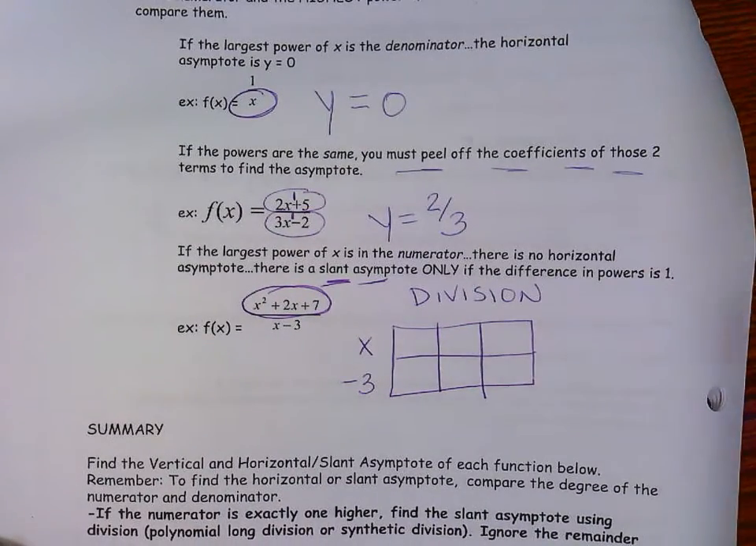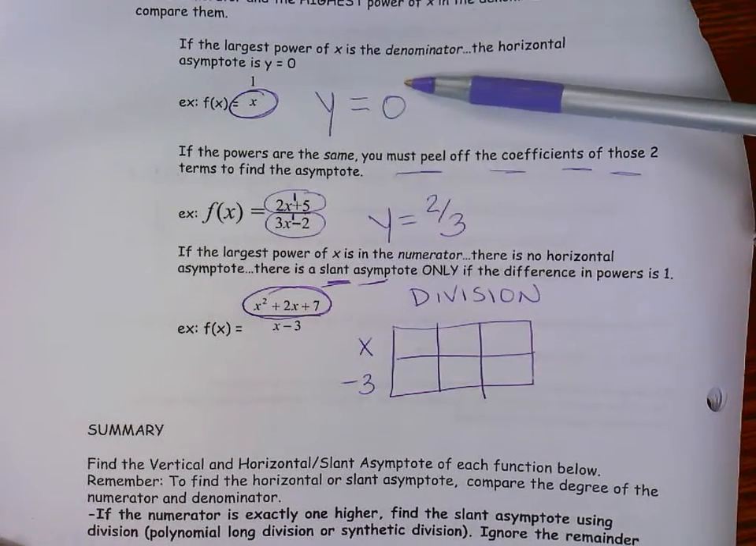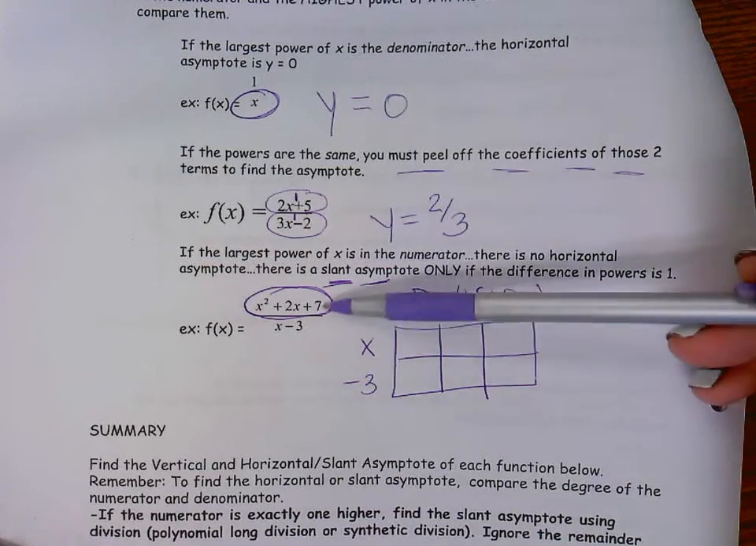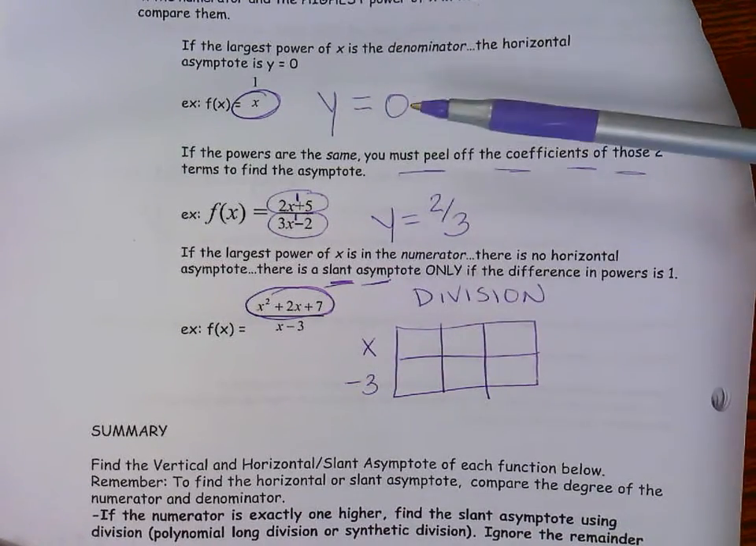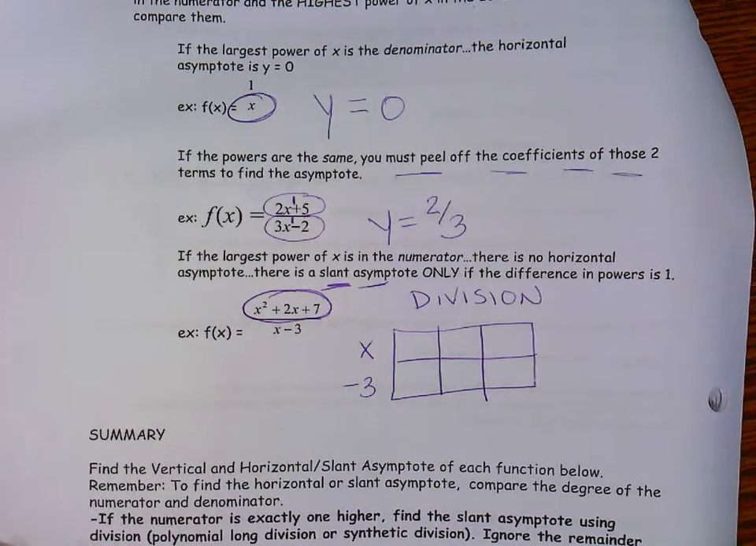So 3 things can happen. The denominator blows up, so it's y equals 0. They tie, and you strip the coefficient. Or the numerator wins and you do division. So every single rational function will have one of these three outcomes to determine your fourth and final step. All right, so let's review how to do division.